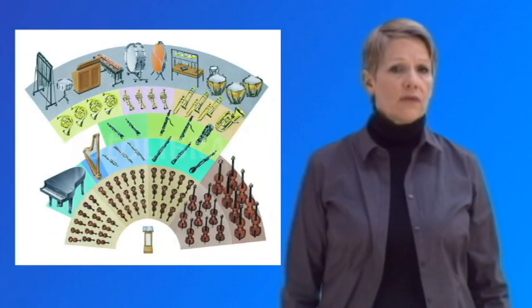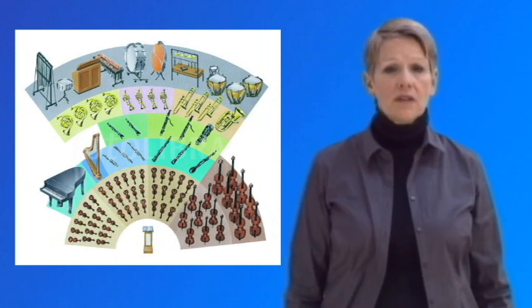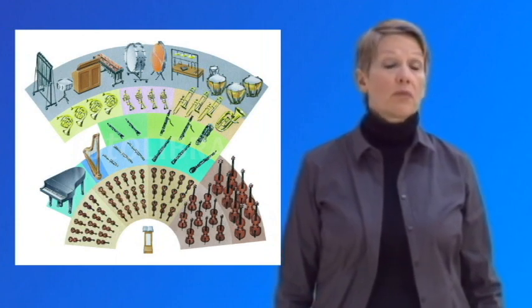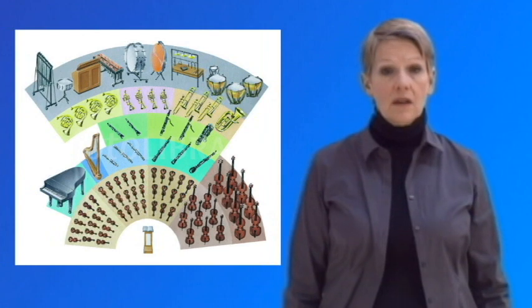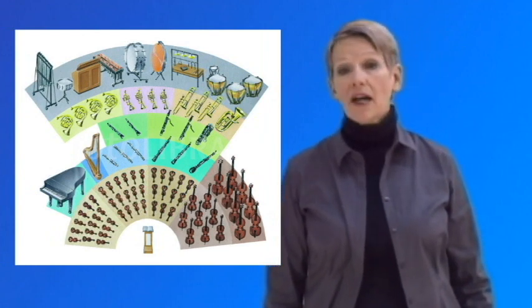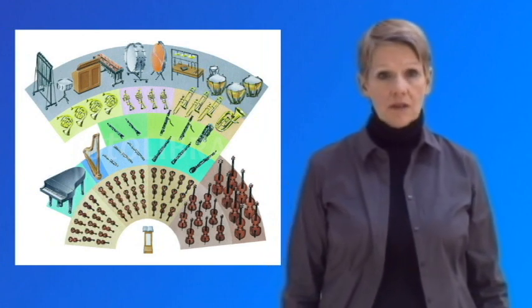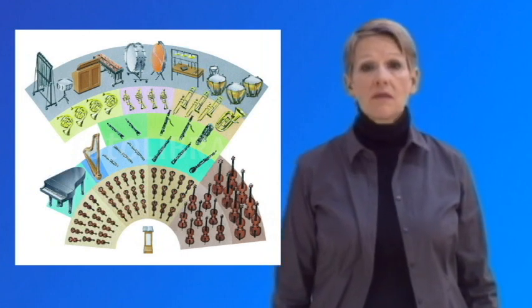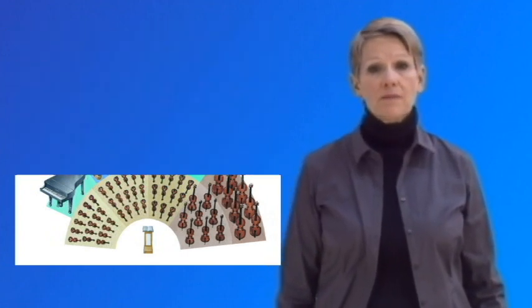Here is the layout or format of the present-day orchestra. Notice that it is predominantly strings. The percussion is located in the back, the woodwinds in the center, and the brass in the back near the percussion.